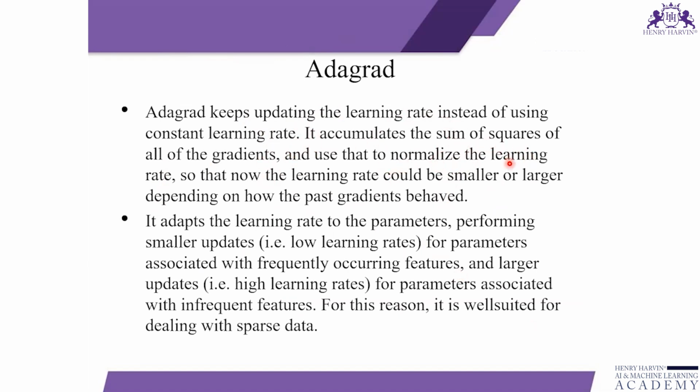It accumulates the sum of squares of all the gradients and uses that to normalize the learning rate so that now the learning rate could be smaller or larger depending upon how the past gradients behave. That is very nice, right? So it adapts the learning rate to the parameters, performing smaller updates for parameters associated with frequently occurring features and larger updates for parameters associated with infrequent features. So that is why it is well suited for dealing with sparse data.